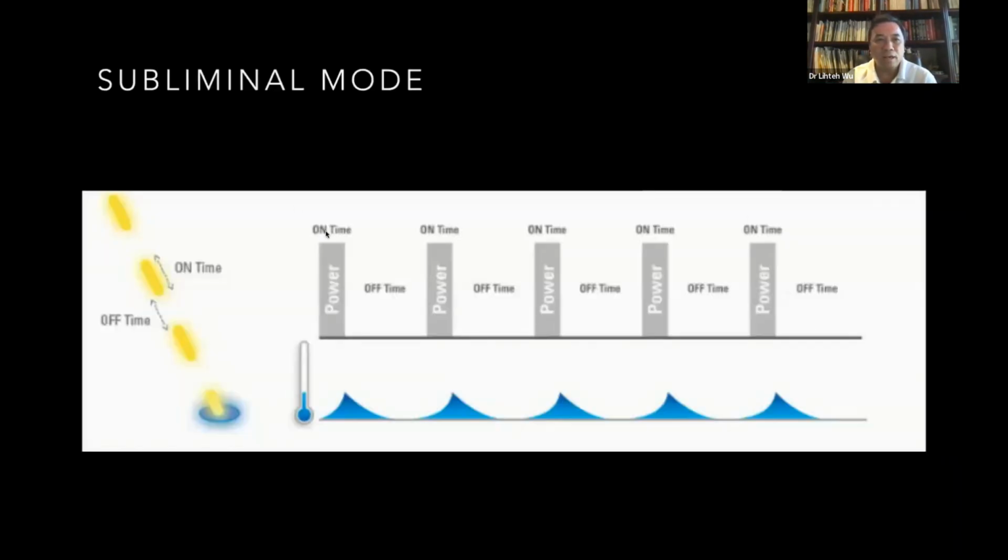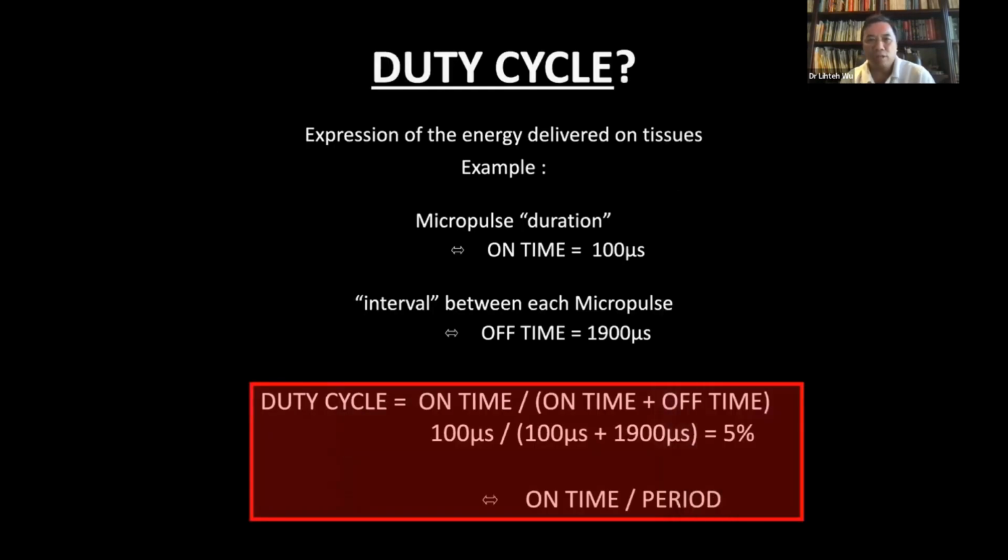So again, this is what we do. This is the entire pulse, and you can see here that the power is turned on only for a fraction of the entire pulse, whereas the majority of the time there is no power delivered. That allows the tissue to cool down, and there is no iatrogenic damage perceived in the tissue.